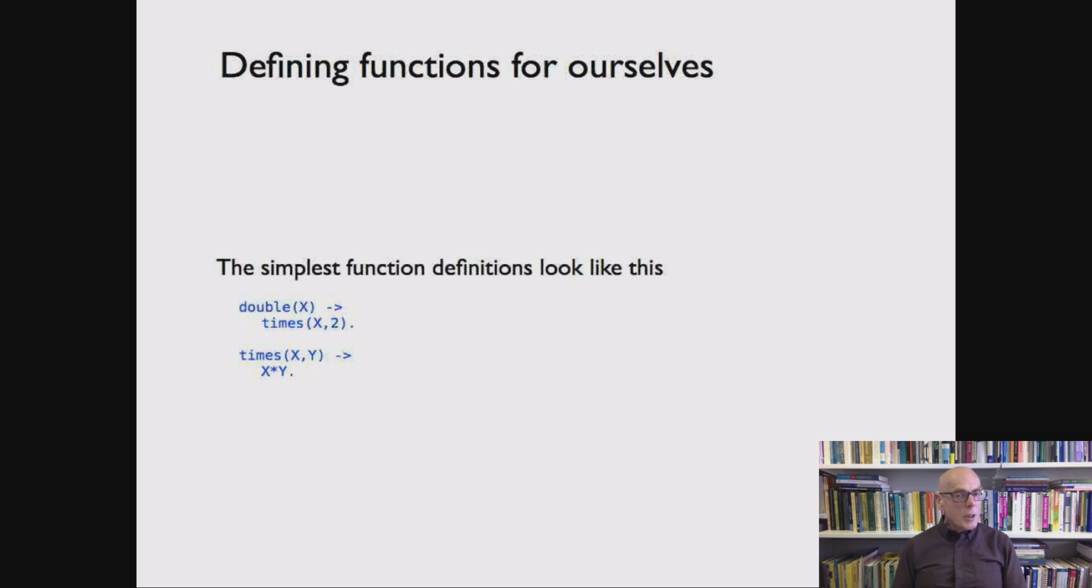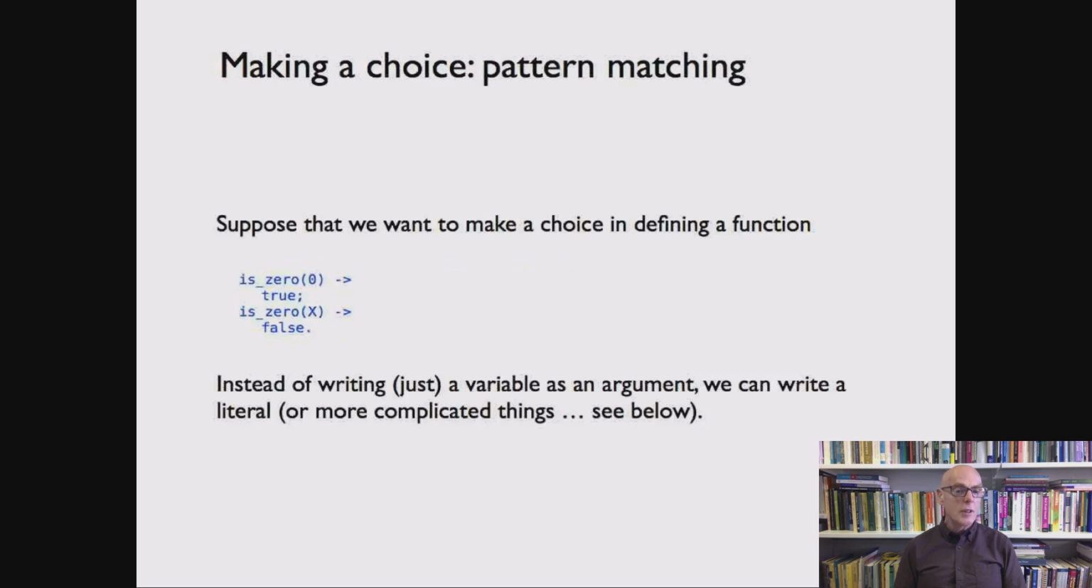Now let's have a look at how pattern matching works with functions. Our simplest functions look like those. We've seen that double is times x and 2 and so on. So they're a single clause. But sometimes what we want to do is select different clauses for different cases. So for example, a simple case here is we want to check whether the argument is 0. And you can see what we've done here is we can actually put in a literal pattern, the value 0. We can say is_0 of 0 is true, and is_0 of x is false.